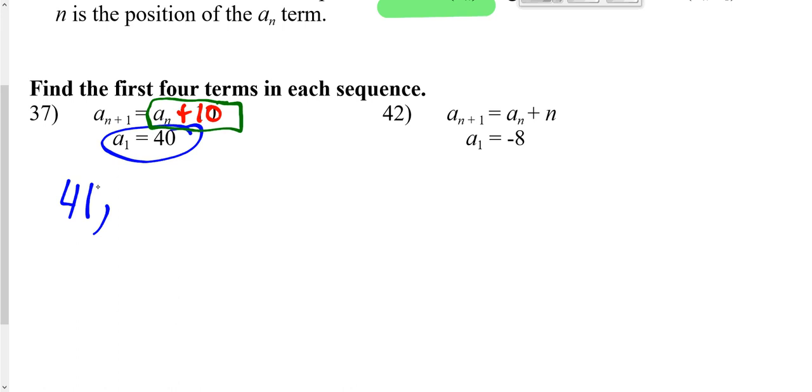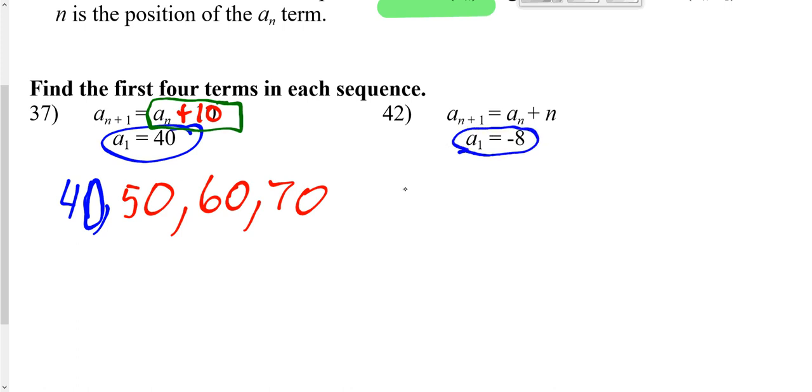Now we were given our first term being 40, and we add 10. Well, 40 plus 10 is 50. And then continue to do that and add 10, which is 60, and add 10, which is 70. And we needed the first four terms. Well, we have that. Well, when we do that over here, we'll start out at negative 8. And when we look at this, this is our previous term.